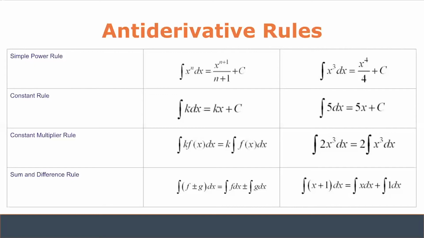And then finally, for our sum and difference rule, it states that if we have f plus or minus g, this kind of function, then our antiderivative is simply going to be the integral of this f expression plus or minus the integral of our g expression. So to put it really simply, in our more specified example, it gives you the expression x plus 1. So we're just going to separate this into two expressions on either side of this addition sign. So you take, for your antiderivative, the integral of this x variable plus the integral of your 1 value.